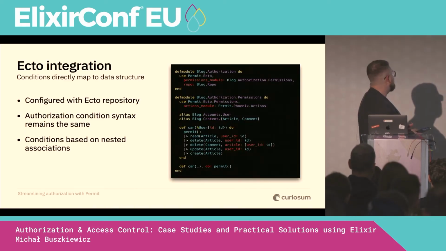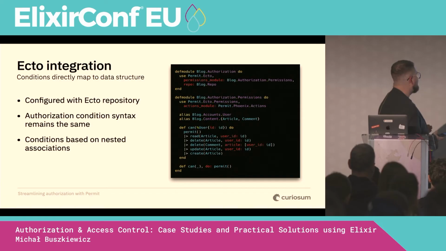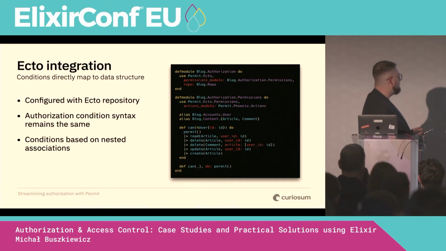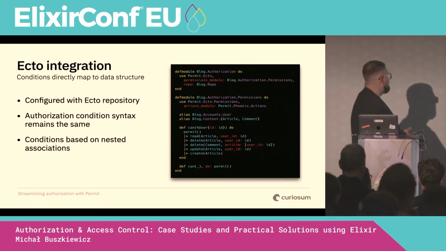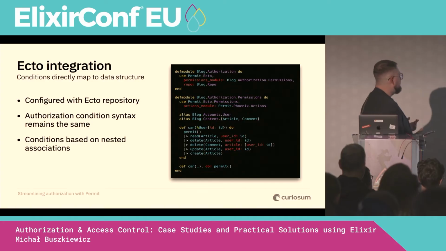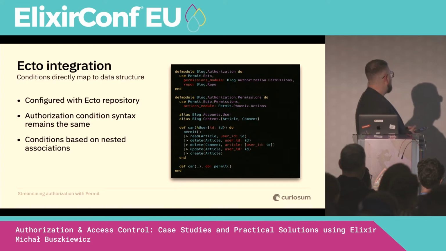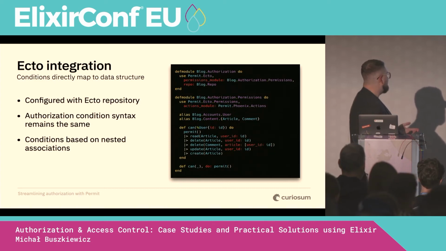can achieve with this. So, because conditions are given as keyword lists, we can automatically construct queries out of them. We configure this within the Ecto repository. Instead of Permit permissions, we use Permit Ecto permissions. And then we have the same authorization condition syntax with a small caveat that I'm going to cover soon. Conditions can be based on nested associations.